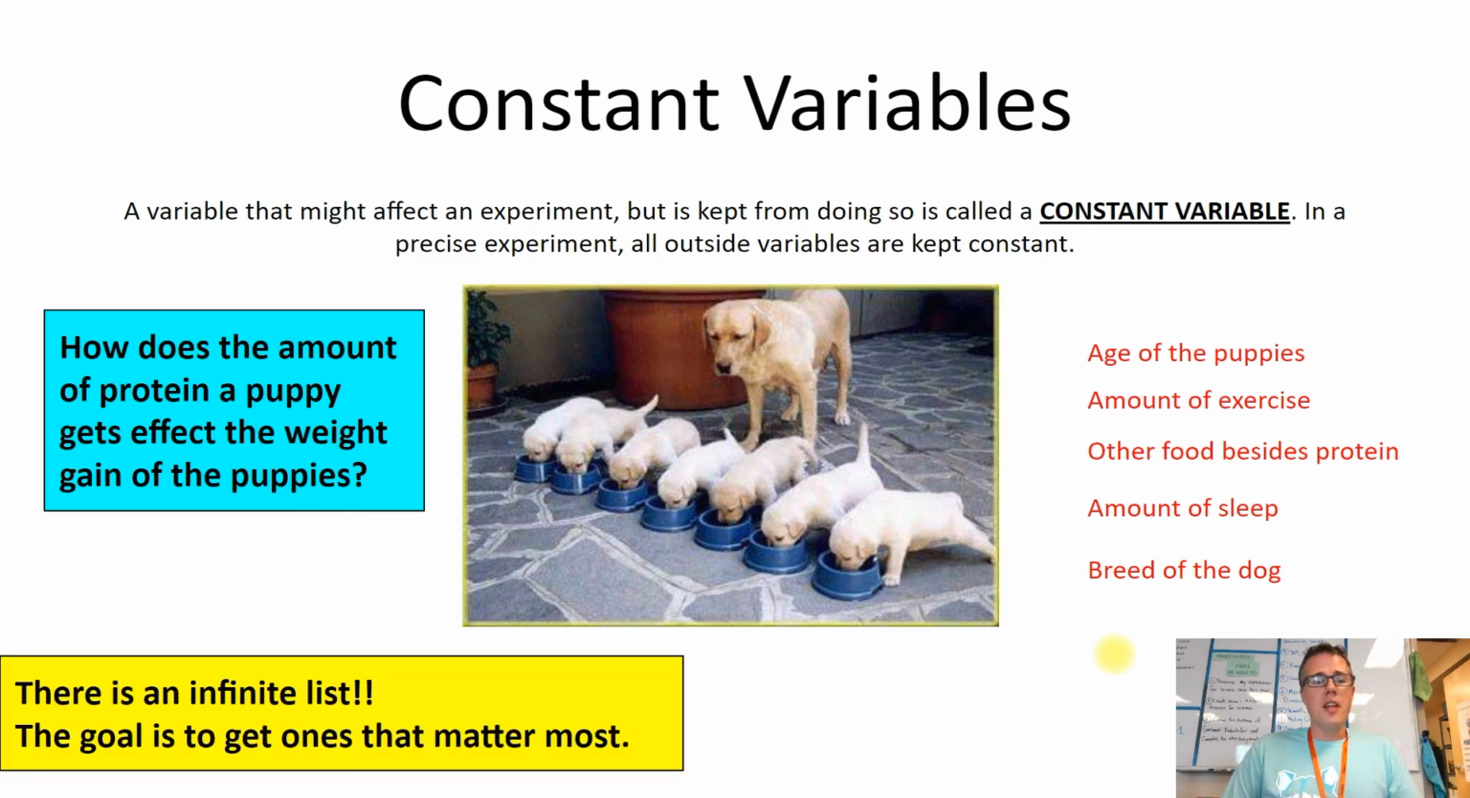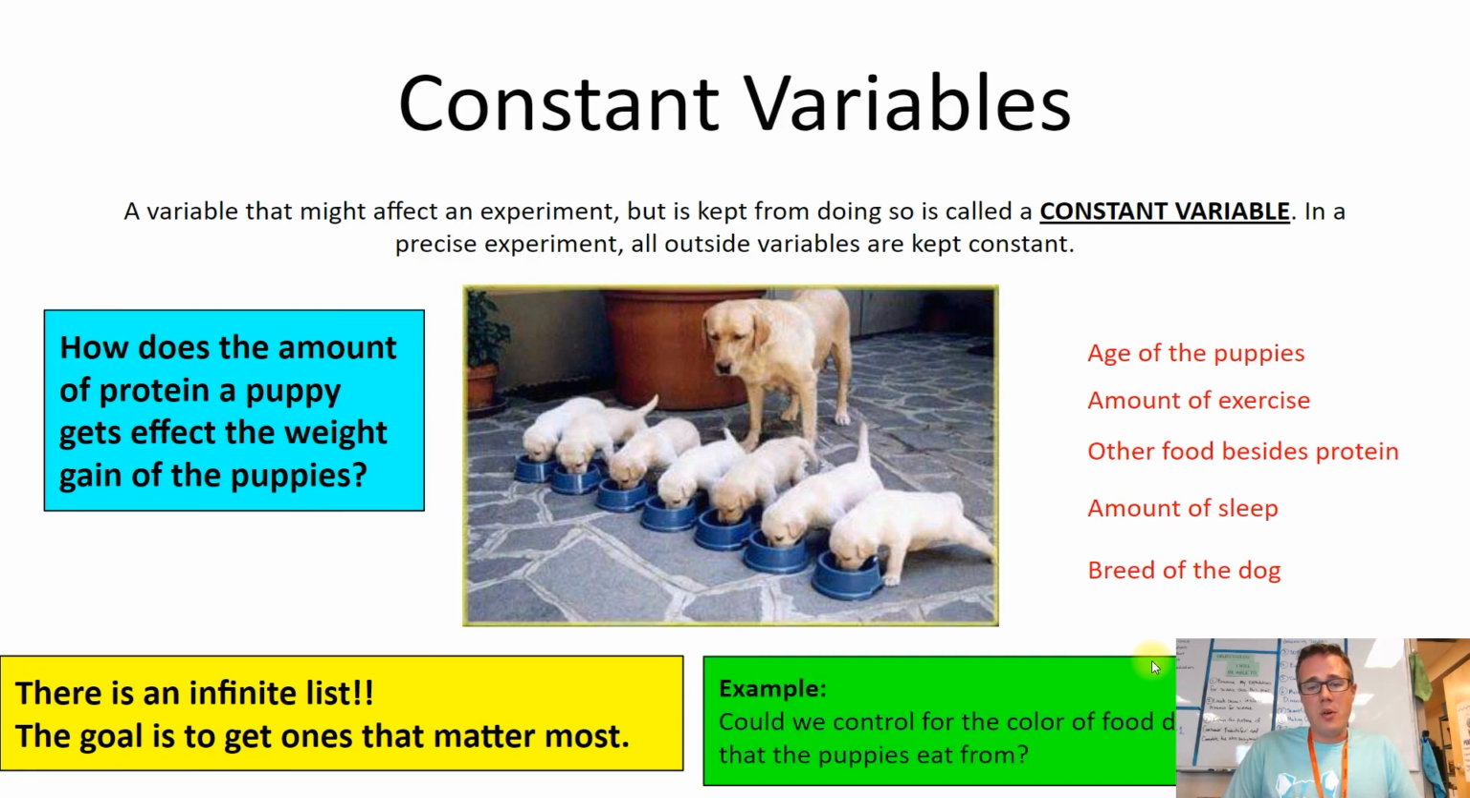There is an infinite list of control variables. And I want you to know that there's never going to be like, now you've hit the right number. The point of this is to be able to get the ones that matter the most. So here's an example of a not so great one. We could control for the color of their food dish. You may have noticed in the picture, they're all eating out of a blue dish. Sure, we can keep that the same. That is a variable we could control. But I don't think that's really probably going to affect how much weight they gain. So while it is technically a control or a constant variable, it's not a very good one because it's probably not going to affect anything.